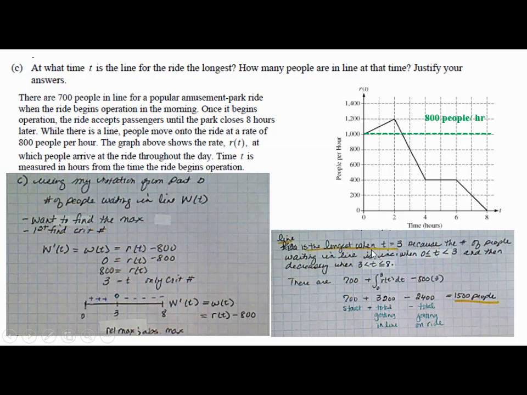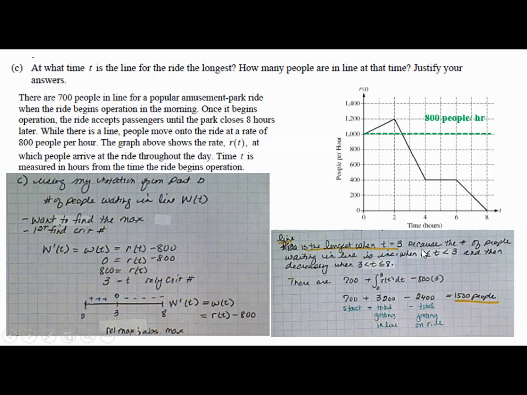The line is the longest when time is equal to 3 because the number of people waiting in line is increasing when time is between 0 and 3 and then decreasing when time is greater than 3 and less than or equal to 8. So this describes what you have here. And remember, you do not get points for a number line. You get points for interpreting your number line, which is what we have here. This is what you get points for. The number line is just a good visual for you to understand what's going on.